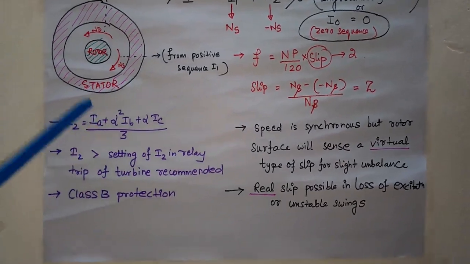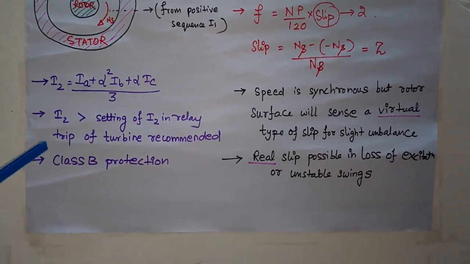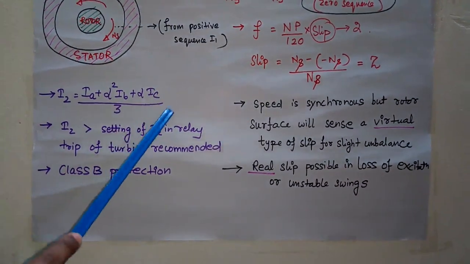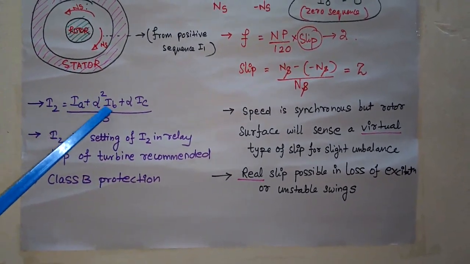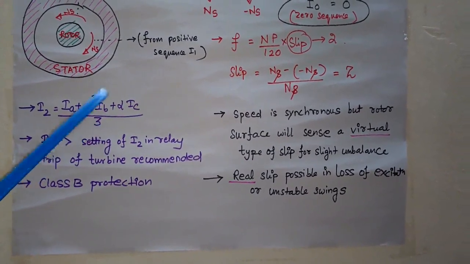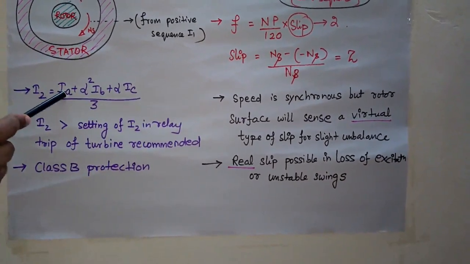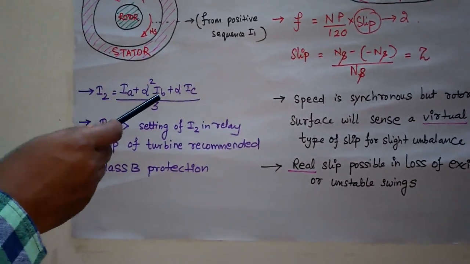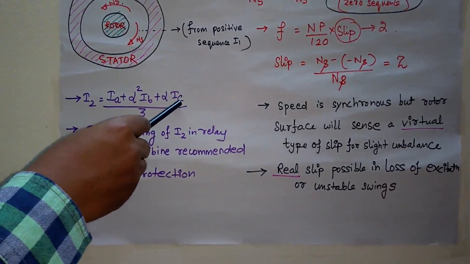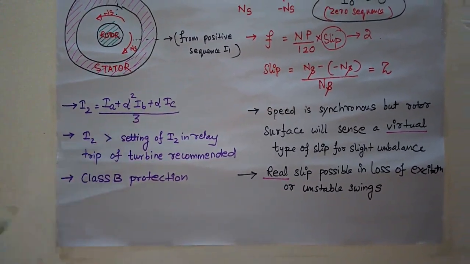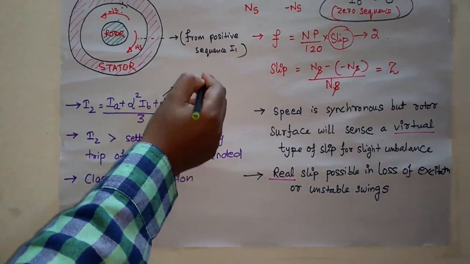Now let's go to the relay part. How the advanced protection relays are working. In the numerical relay, this formula is set: I2 is equal to (IA plus alpha square IB plus alpha IC) by 3. As in the previous video, I have explained what is alpha and what is IA, IB, IC. IA is the current measured from the R phase of the CT. IB is the current measured from the B phase of the CT or Y phase. And this is from the third phase of the CT. And alpha is the operator, which is one at an angle of 120 degrees.